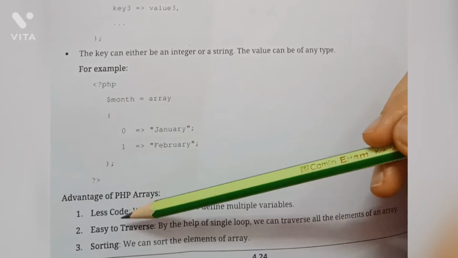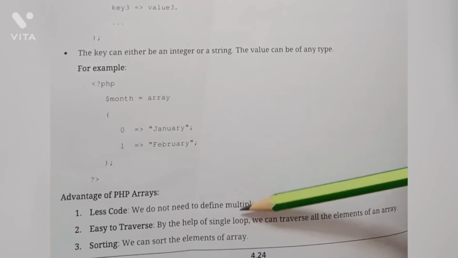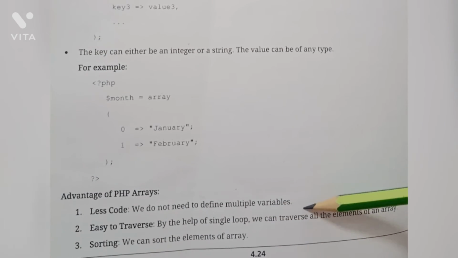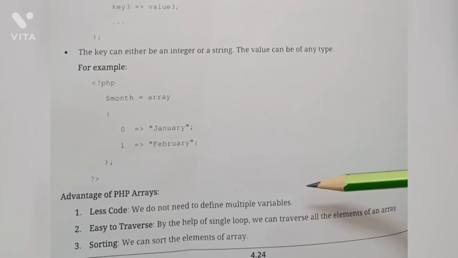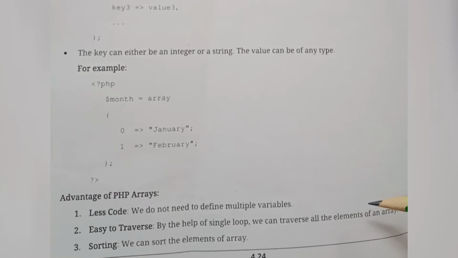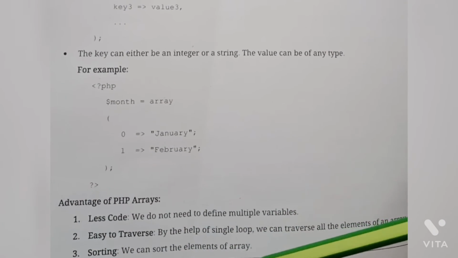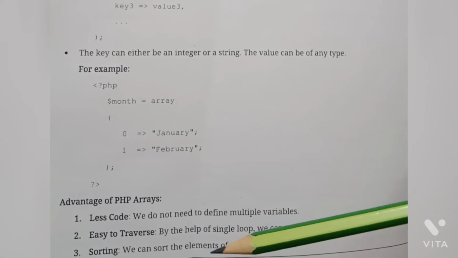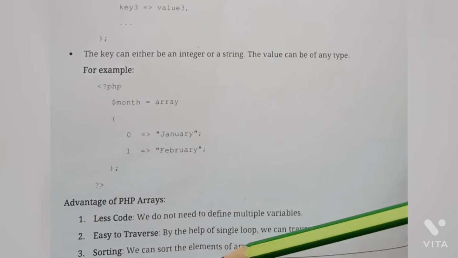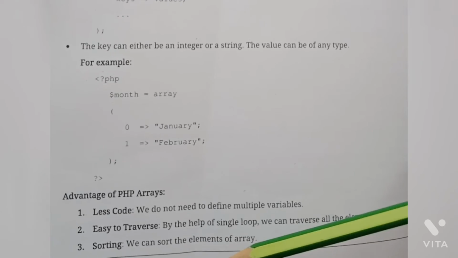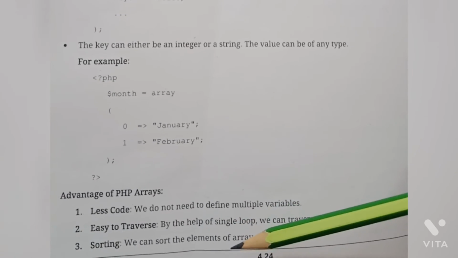Second advantage is easy to traverse. With the help of single loop, we can traverse all the elements of an array. Number 3 is sorting. We can sort the element of an array. These are the 3 benefits of arrays in PHP.